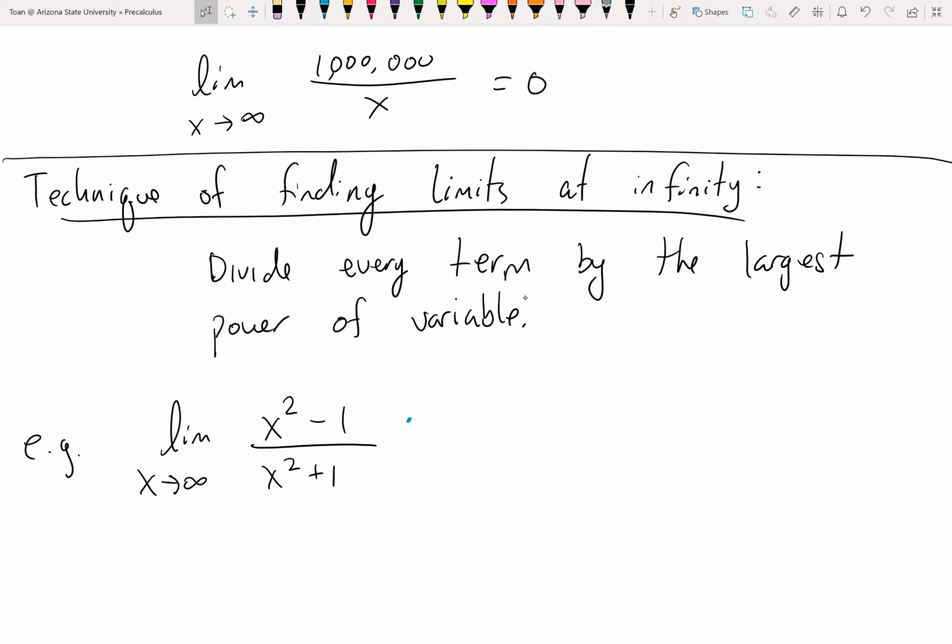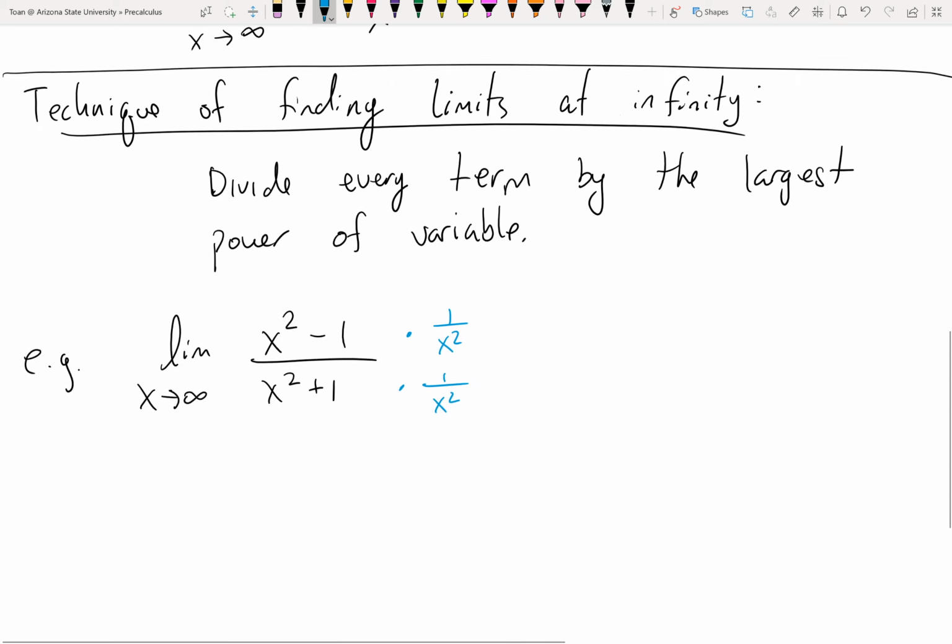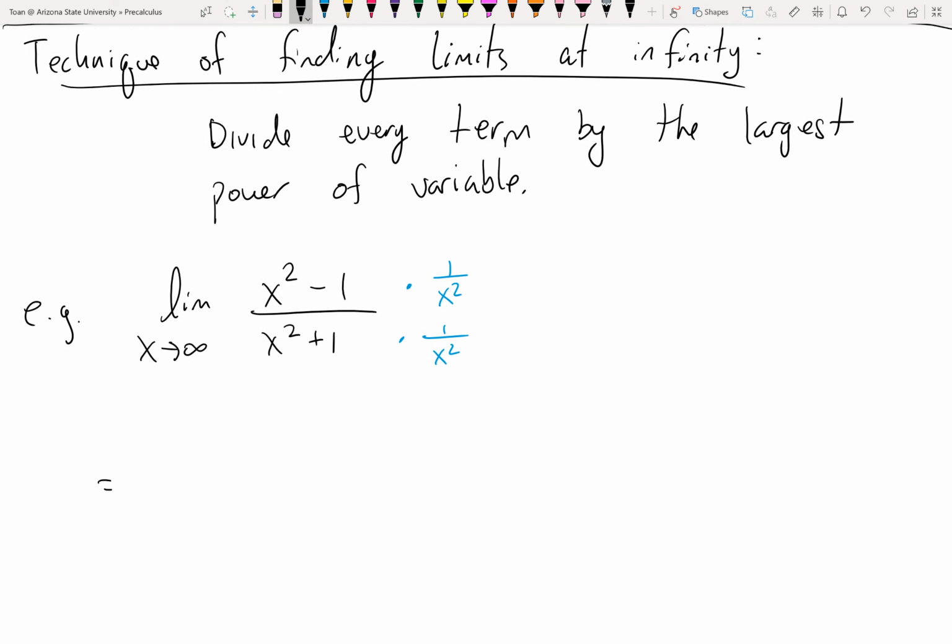But that has the net effect of dividing everything by the biggest degree. So what you're technically doing is multiplying everything by 1 over x squared. Again, we chose x squared because that was the biggest exponent we saw. But, like I said, with limits as x approaches infinity, that has the net effect of just dividing everything by x squared, all over x squared plus 1, x squared over x squared.